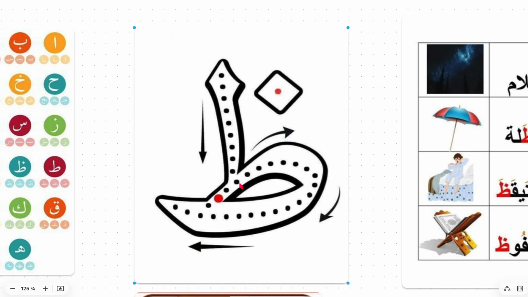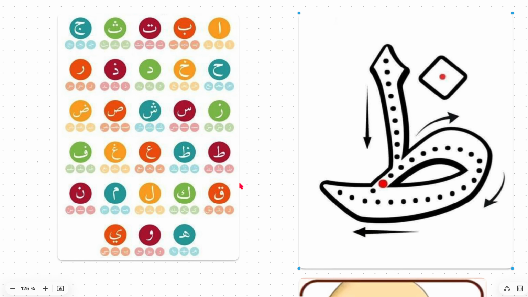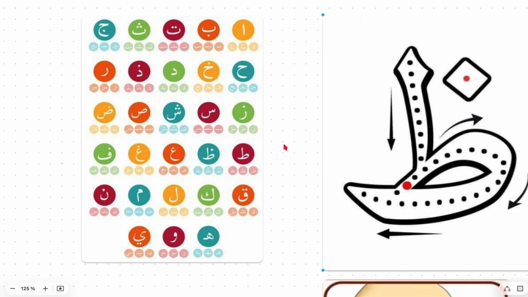At first, the name, we have said it: Dha. And the sound we will learn when we learn about the articulation of the letter Dha. But we will repeat it. We will repeat all the letters together first.